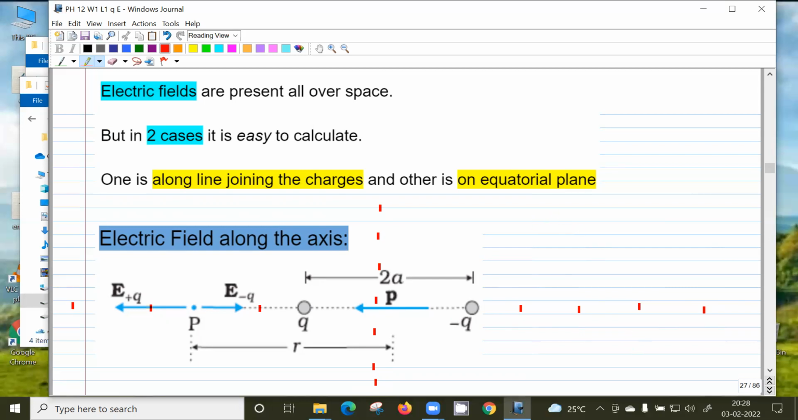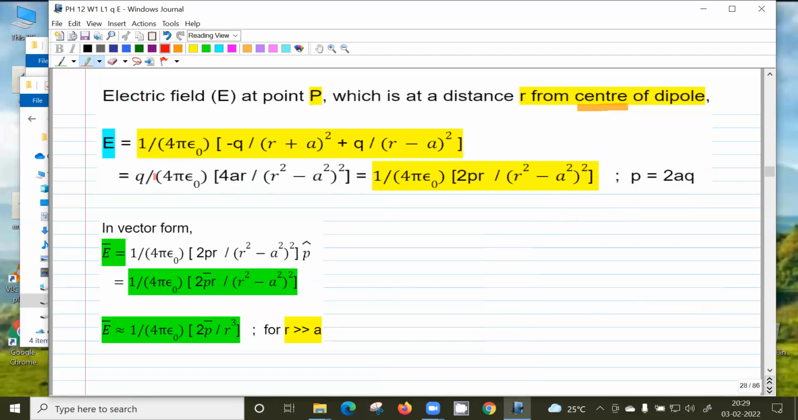Compared to that, if I take a general point here, it will be difficult to calculate the electric field. So we will not do that. We'll only find the electric field in these two sets of points. So first do that for along the axis. To find the electric field at this point, I can do it by Coulomb's law, or the definition of electric field, and use the superposition principle. So the electric field due to the minus charge will be 1 by 4 pi epsilon naught.